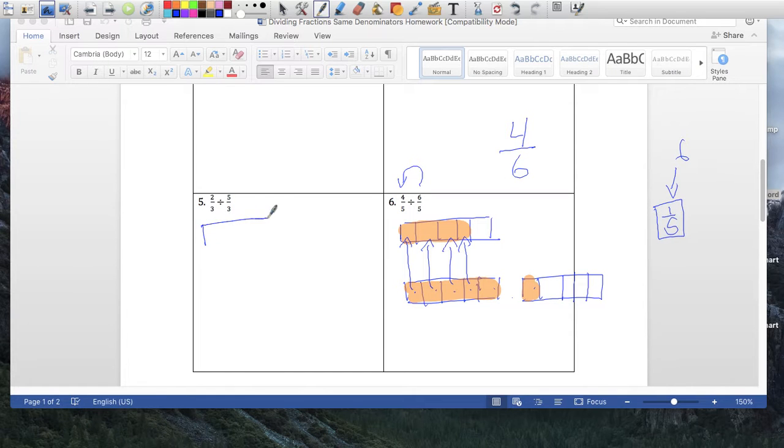Now 5/3 and 2/3. So 2/3, you get this. 5/3 is 3/3, 4/3, and 5/3 right here. So again, remember, this is 1/3. 5/3 means I need 5 of these. 1, 2, 3, 4, 5.